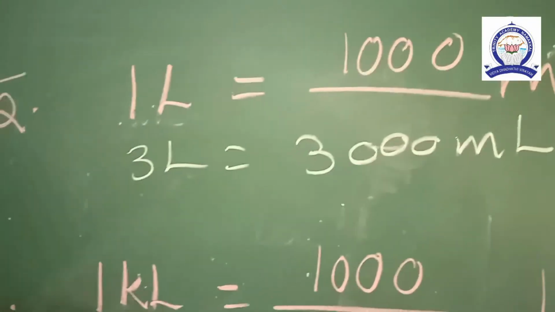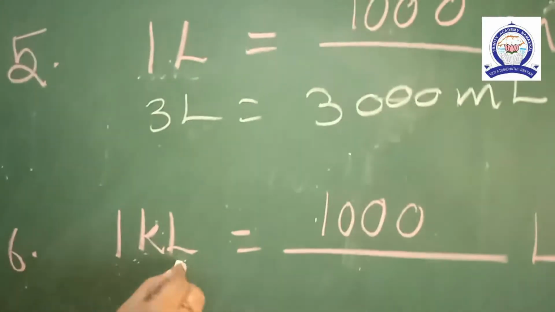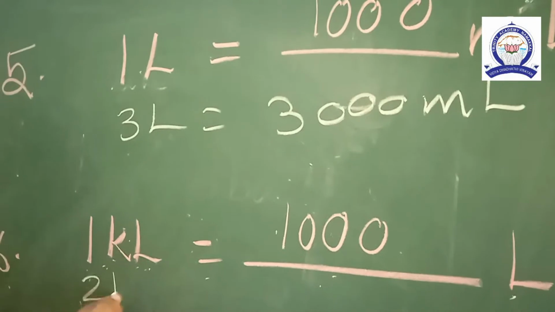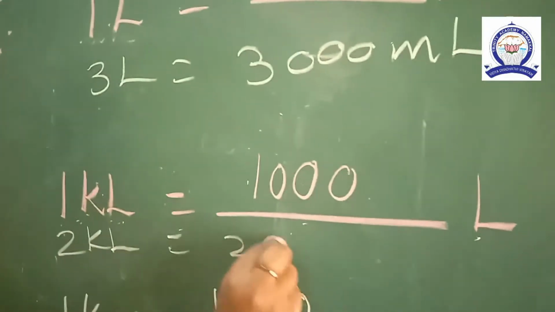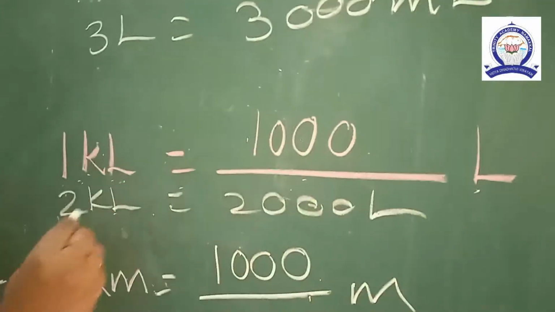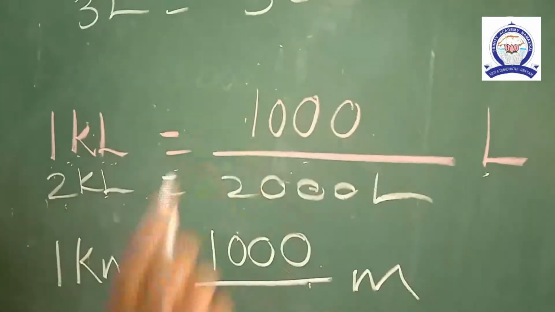Next, sixth question, 1 kiloliter. KL means kiloliter. 1 kiloliter is equal to 1000 liter. Similarly, 2 kiloliter means 2000 liter. 3 kiloliter means 3000 liter. 4 kiloliter means 4000 liter.